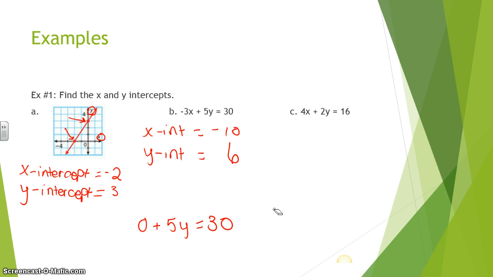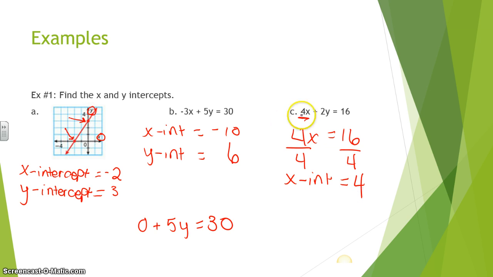Let's look at C here. We have 4x plus 2y equals 16. And here again we need to find our x and y-intercept. Let's find our x-intercept first. So we have 4x. Remember, my y is going to be equal to 0, so I can just set this equal to 16. 4x equals 16. Divide by 4 on the left and the right side. So my x-intercept is going to equal 4.